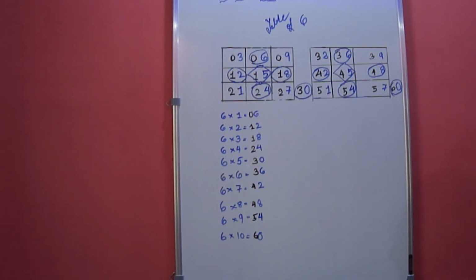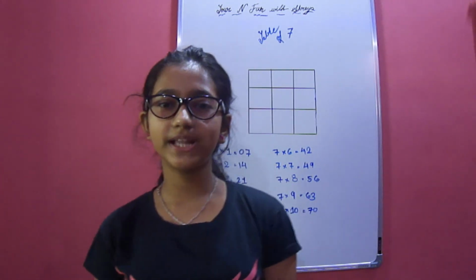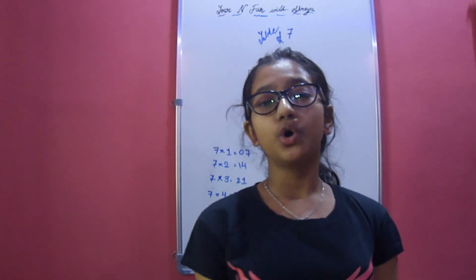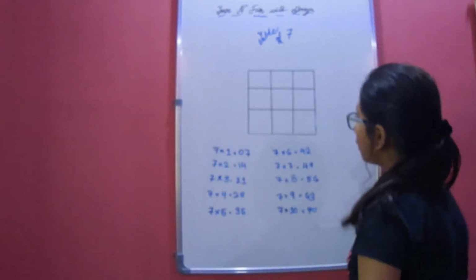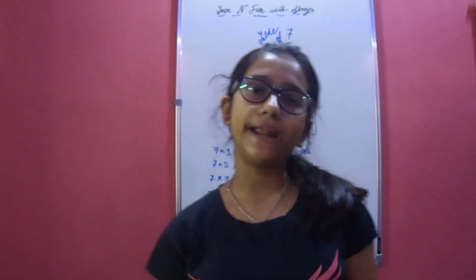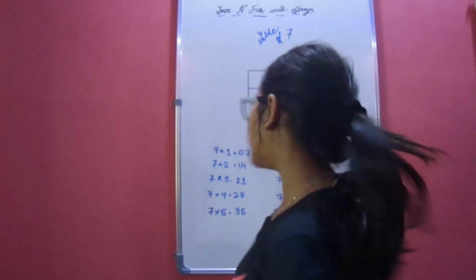Now finally, let's get on with the table of 7. Now we will be starting with the table of 7. To do the table of 7, it's really easy. Let's get started. First we will be writing the numbers in a systematic order from the right top corner. So let's start.